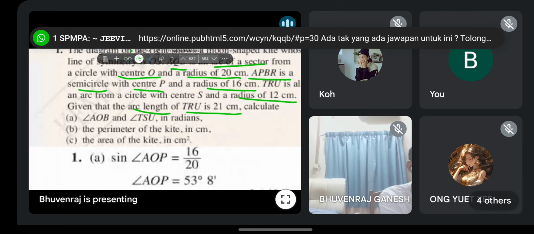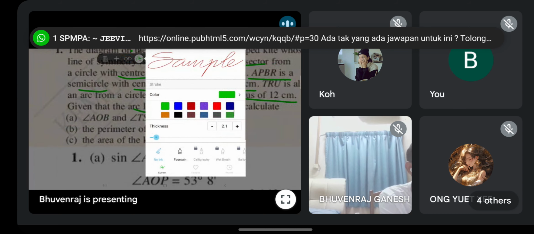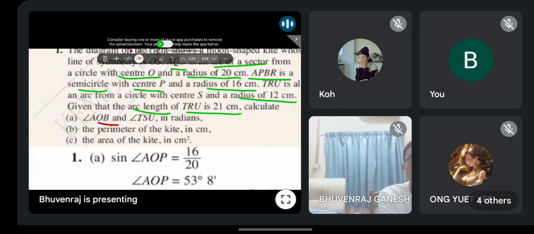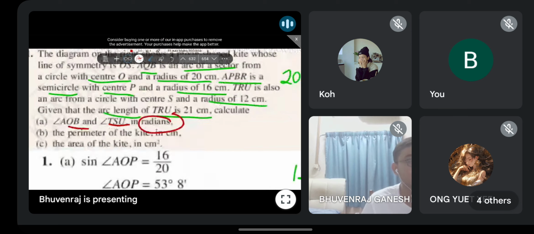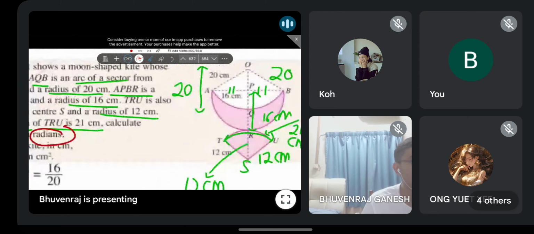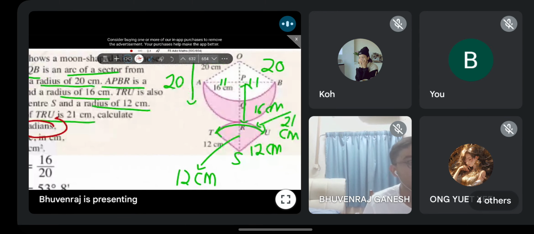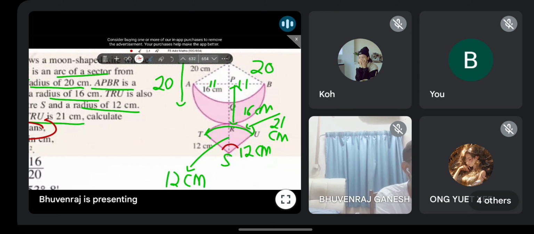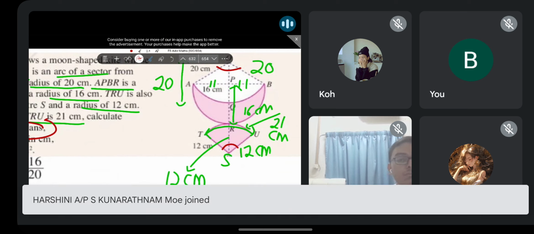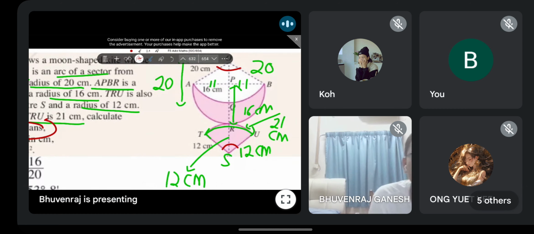All right, so now we go to the question. They ask you for angle AOB and angle TSU in radians. Dalam unit radian. Guys, how to get this one? AOB and also TSU. So this angle and this angle. Can anyone tell me which one is easier to find first? AOB atau TSU? Mana lebih senang nak cari? Which one is easier to find, in your opinion?